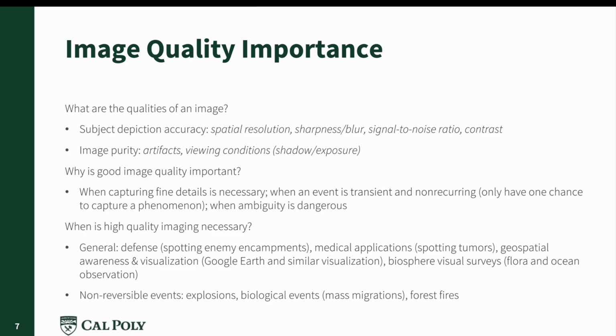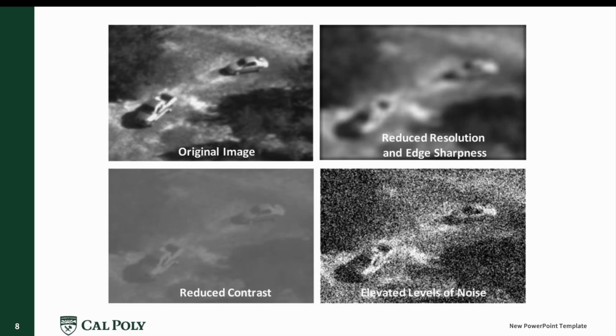But it's also important in other applications like biosphere visual surveys or medical applications, where seeing those fine details and diagnosing specific things is really important. So just for an example of what I was talking about earlier with the image quality, it's more than just resolution. There are things like edge sharpness, reduced contrast, and noise, which can by themselves either enhance or worsen the quality of an image.